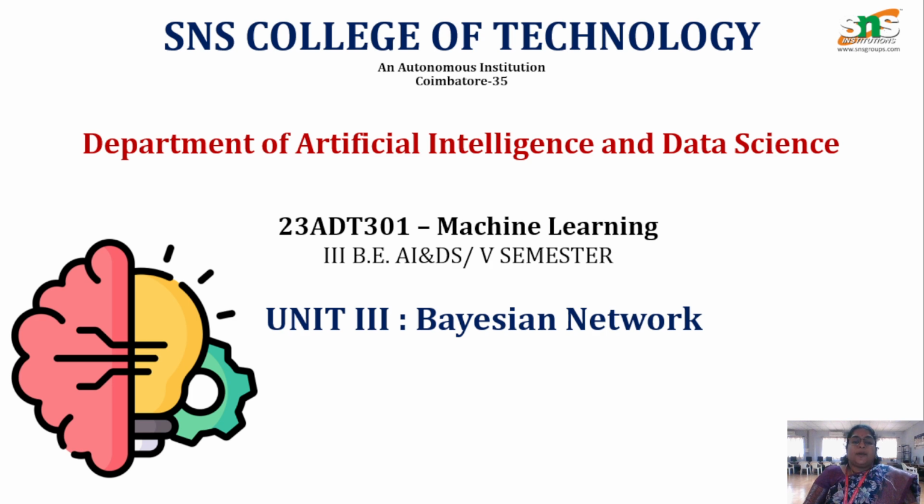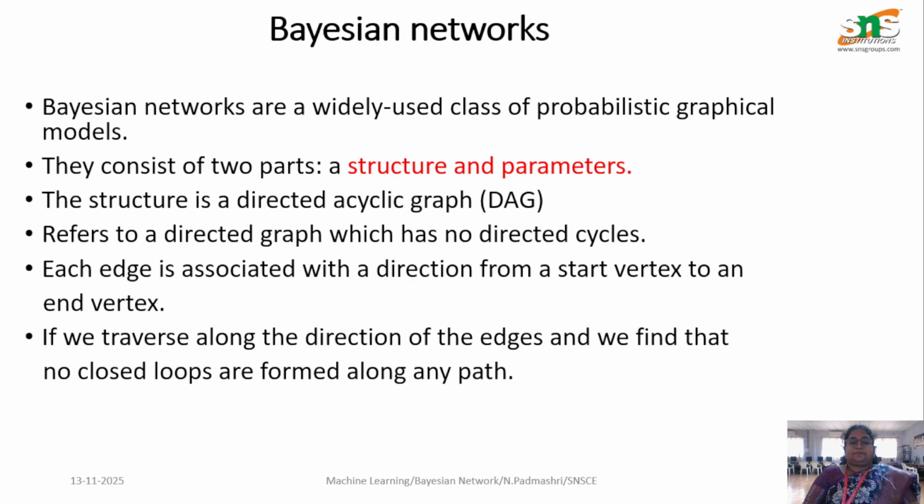Today, I am going to explain the concept called Bayesian network in machine learning. So, let's explore what this Bayesian network is. As we had discussed so many networks like backpropagation network and neural network in machine learning, this is another type of network called Bayesian network. So what is this Bayesian network?